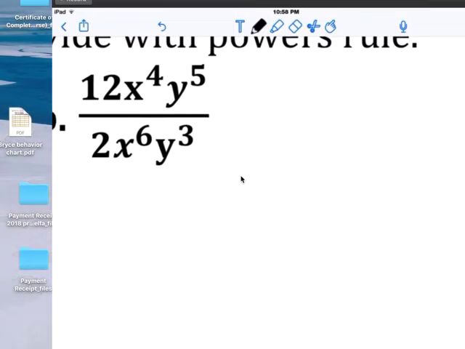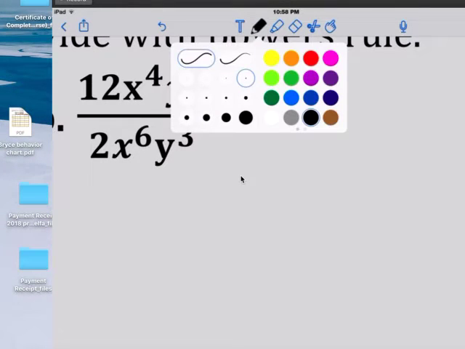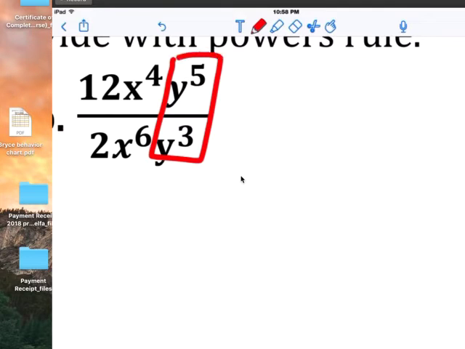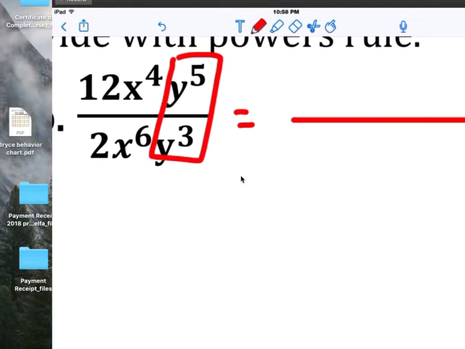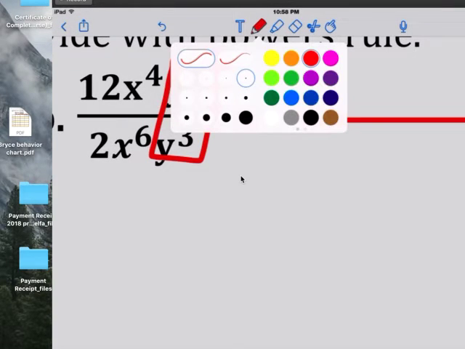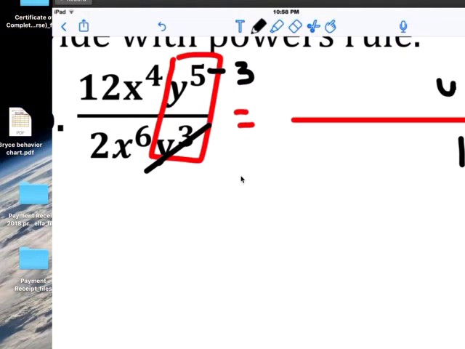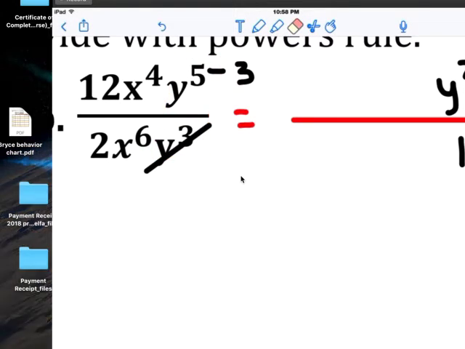Okay, so when you have something like this, you deal with the exponent first. Let's start from the back. I'm going to cross out this y right here. That becomes a 1. That 3 goes up on top. So that's y to the 2nd. Okay, hope everyone saw that.